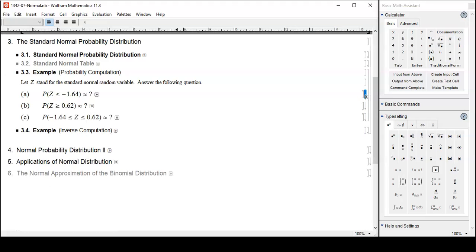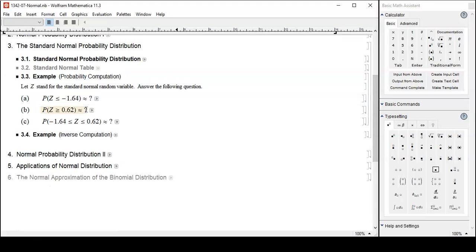Okay, now let's go to the next problem. The probability that z is greater than or equal to 0.62. Oh, by the way, whether we have strictly less than or less than or equal to, that makes no difference because we are dealing with a normal random variable, a continuous random variable. So the contribution of just a single number, that's 0. So whether we have strict inequality or semi-inequality, it makes no difference. But less than versus greater than, that makes a difference, you see.